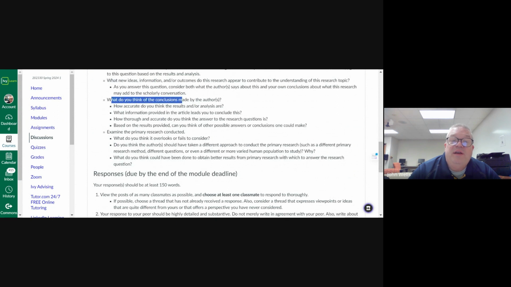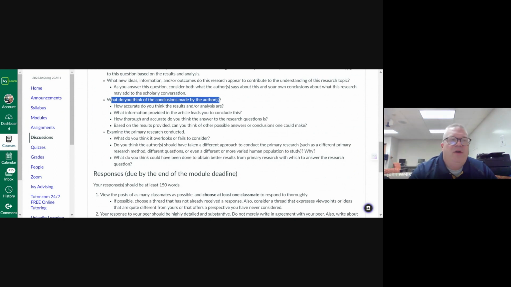What do you think of the conclusions made by the authors? Now, I think this is an interesting point, because here's where you ask, do I agree with them and why? It's okay to agree or disagree. That doesn't really matter, but it's the why.